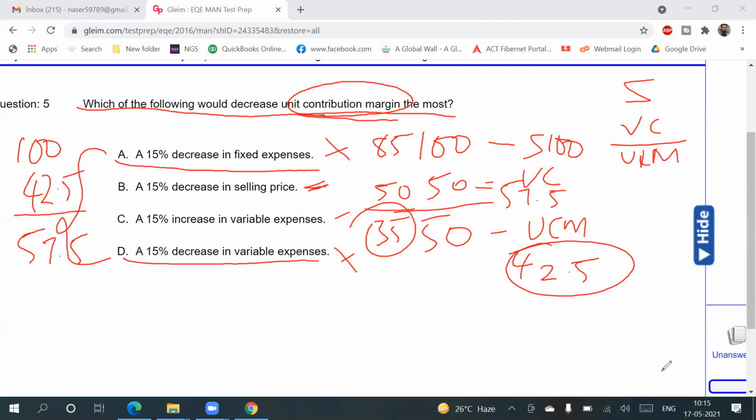So I have a choice here between the B option and C option. Now let us go back to the question. Which of the following would decrease unit contribution margin the most? The most decrease, which one will do? The one doing the most decrease is this one, it is making 35. When I decrease my selling price by 15%, my unit contribution margin is decreasing the most.